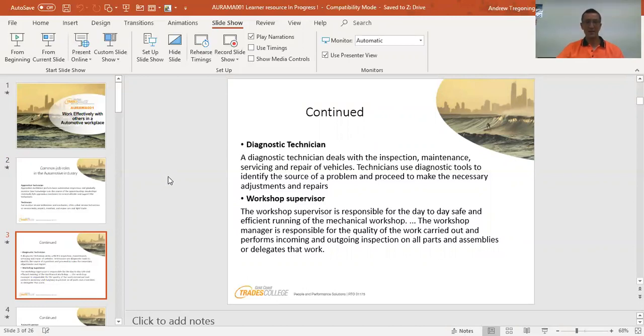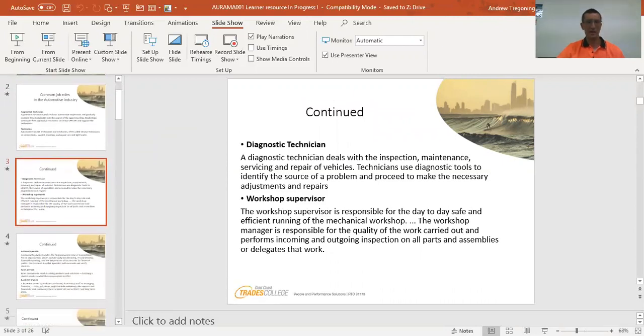Workshop supervisor, as we move up the ladder slightly, is responsible for the day-to-day safe and efficient running of the mechanical workshop. The workshop supervisor is responsible for the quality of the work carried out and performs incoming and outgoing inspection on all parts and assemblies, sometimes delegating that work as well. So that would be your workshop supervisor.